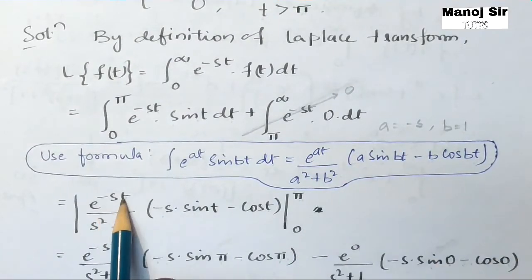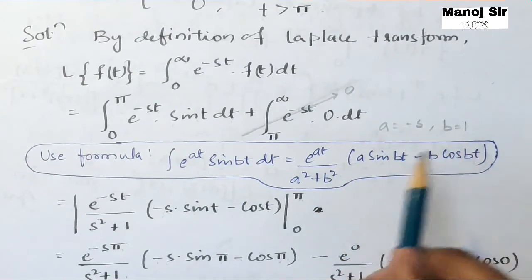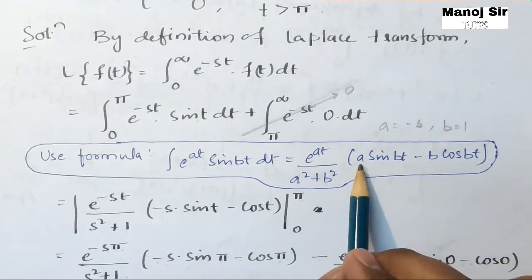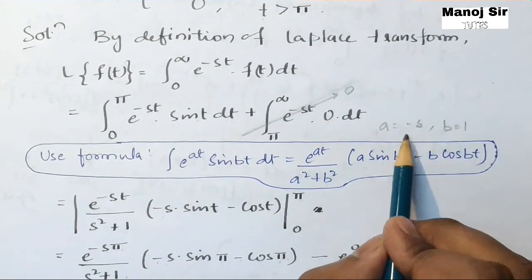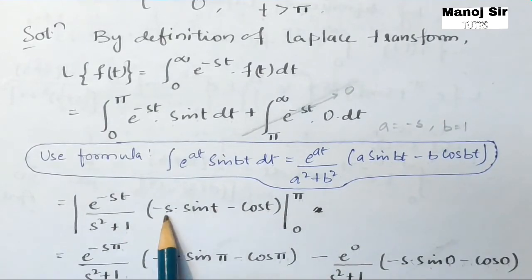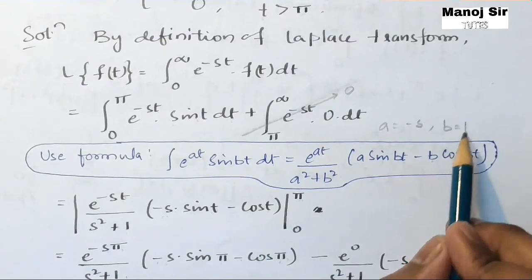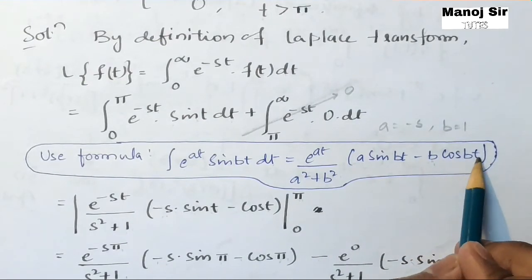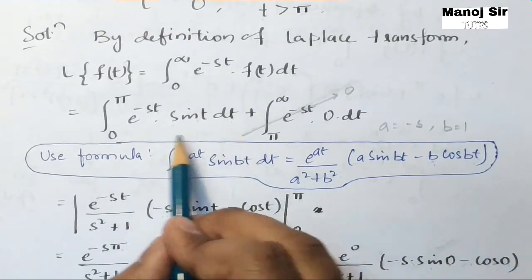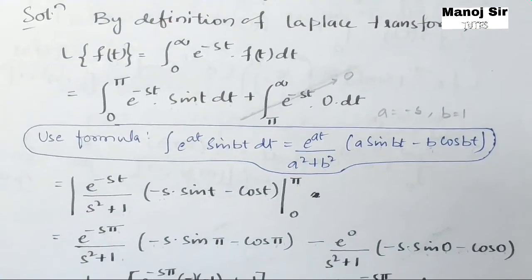Yes, now we are going to apply this formula, that is e to the power minus st upon a square plus b square, that is minus s square plus 1 square, that is s square plus 1. Now coming to this part, a sin bt, that is minus s sin t, minus b cos bt, that is minus cos t, and the limit is from 0 to pi.